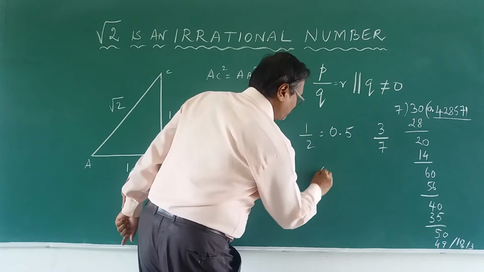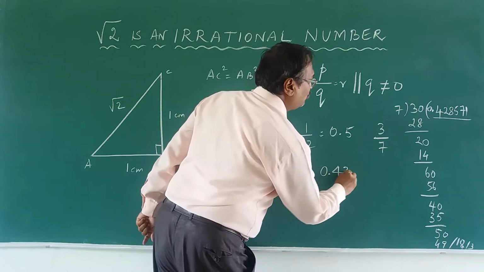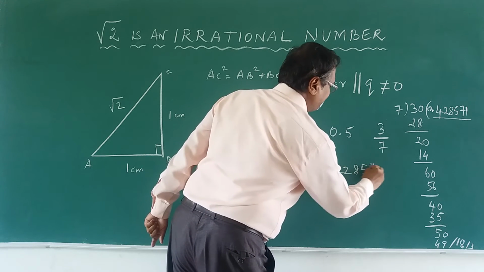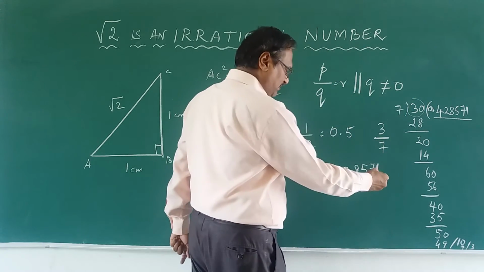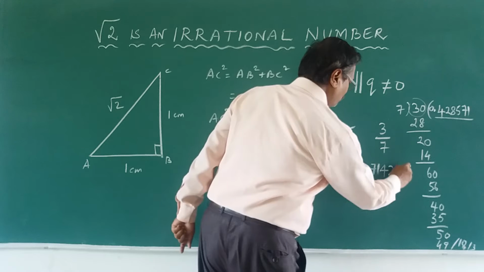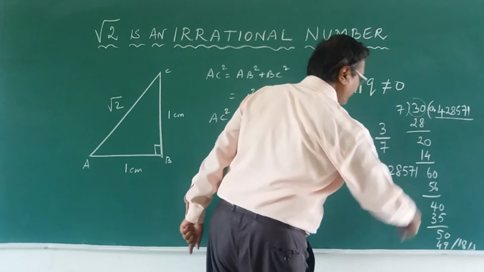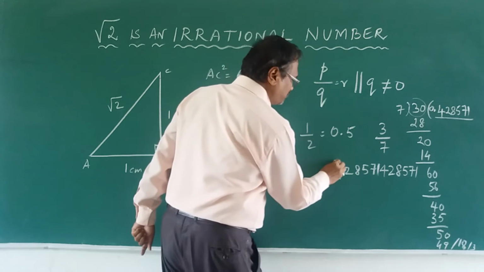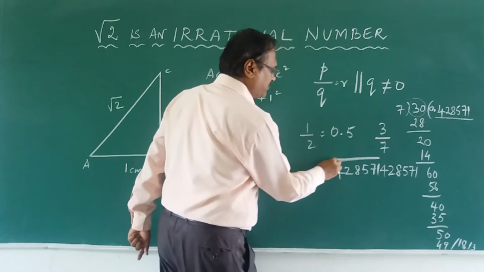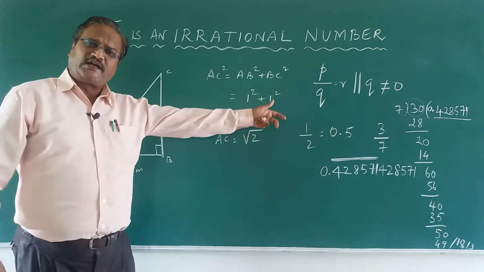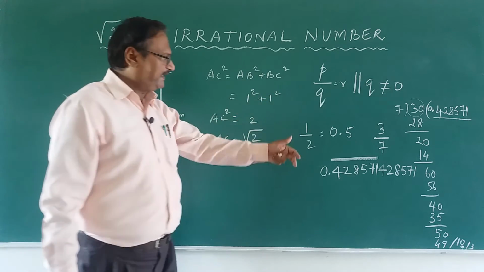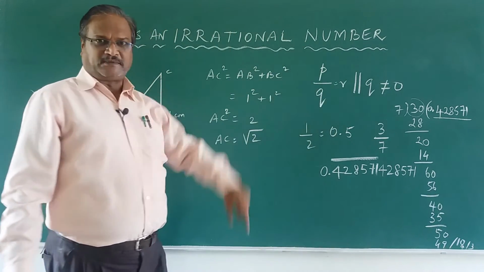The answer is supposed to be 0.428571. And again 30 comes after this 1. So again 428571. So this much is repeating. This many digits are repeating. So this is also a non-terminating repeating rational number.